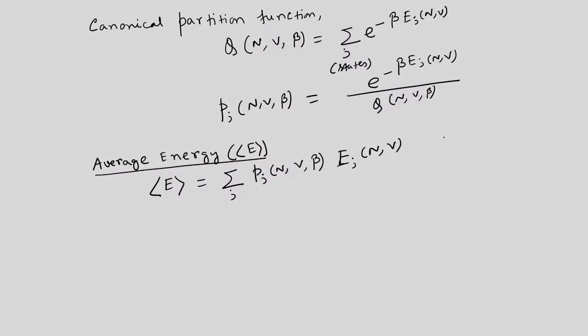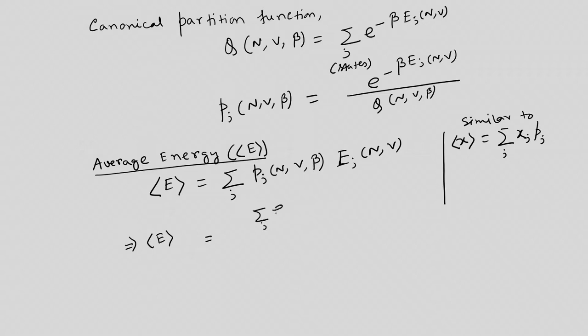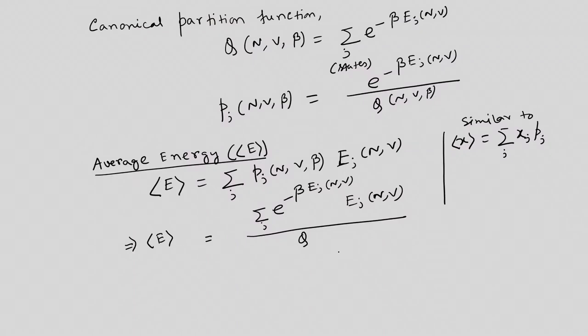If you remember, the average of any variable x is the sum over j x j times p j. We already discussed this. It is very similar to this. Now, if we substitute the value of probability p j, we obtain this expression for average energy. So, average energy is sum over j e to the minus beta E j times E j by Q.